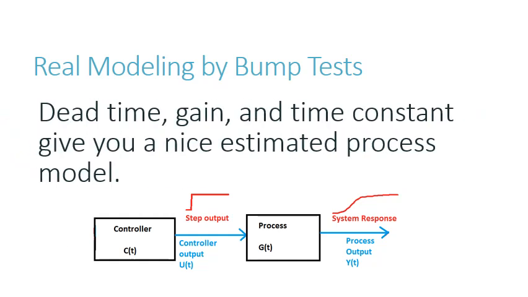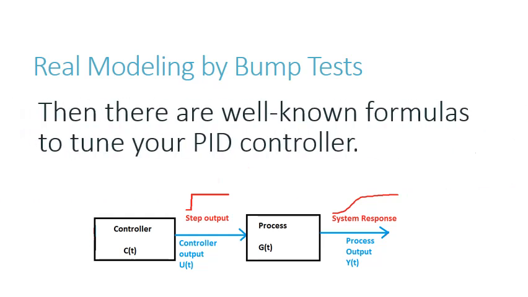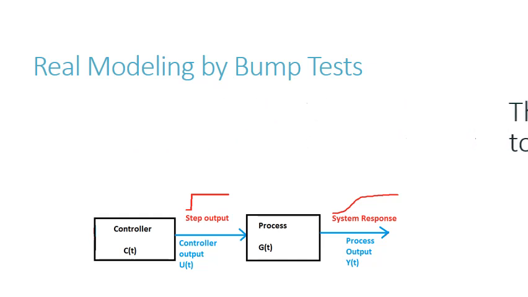The dead time, the gain, and the time constant, these are all for the process, and they give you a nice estimated model. Once you have those measurements, there are well-known empirical formulas that have been come up with over time by various experts, and you can basically just plug that data into these formulas and come up with the sorts of values you need to tune your PID controller.